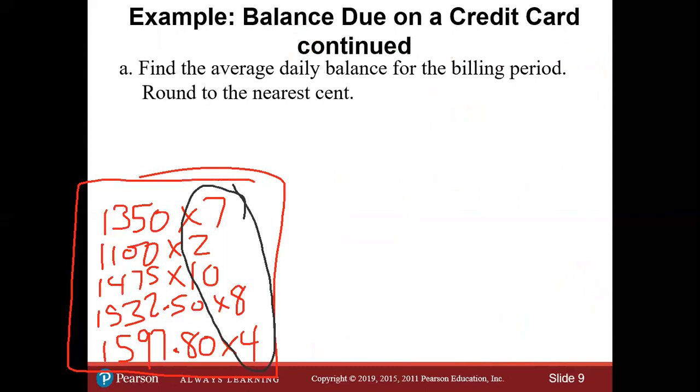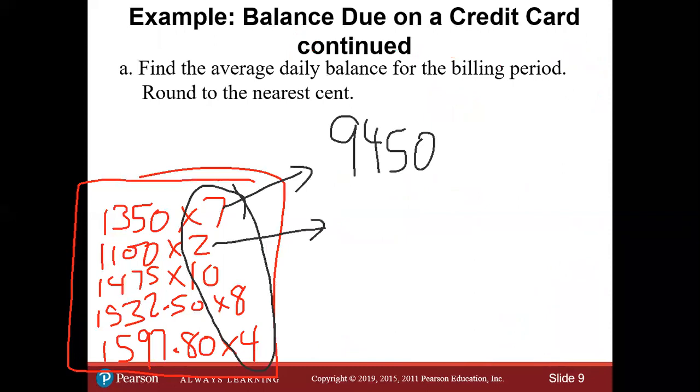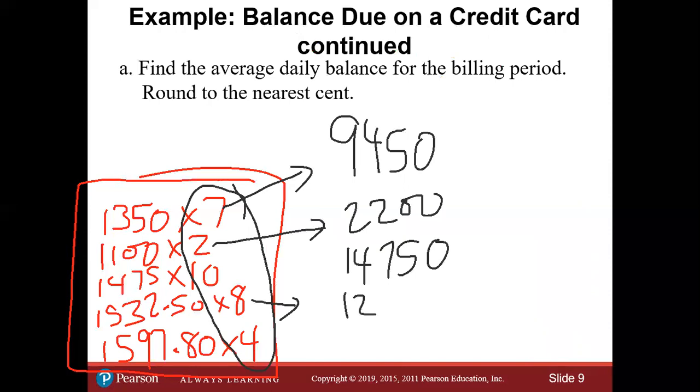So in the calculator, I would go ahead and multiply each of those. And I have that worked out right here. The 1350 times 7, 1100 times 2, 1475 times 10, the 1532.50 times 8 gets me 12,260. And the last product is 6391.20.